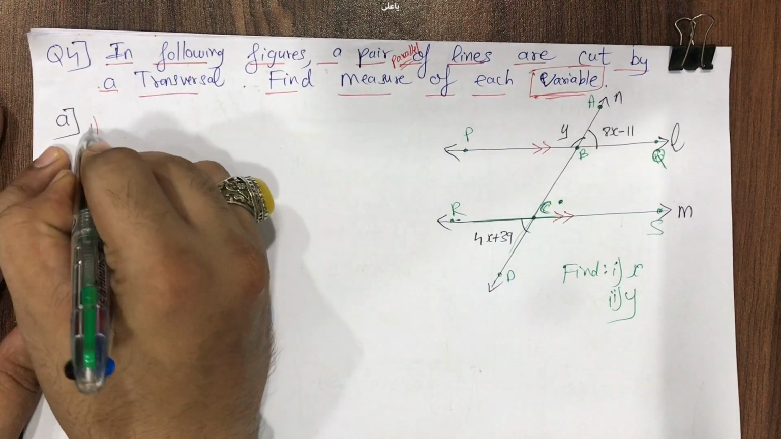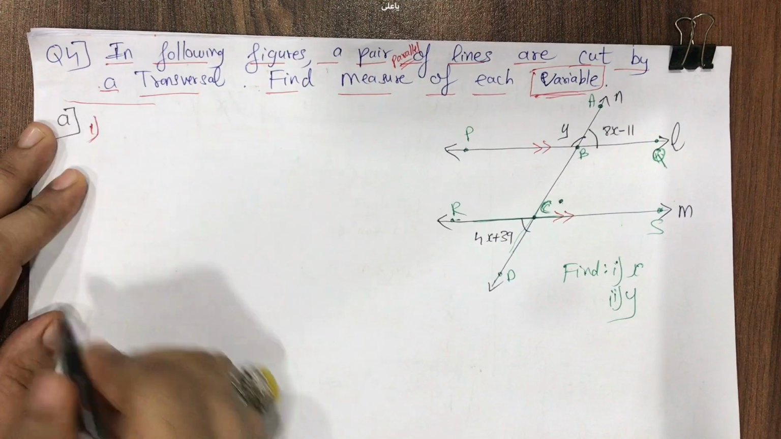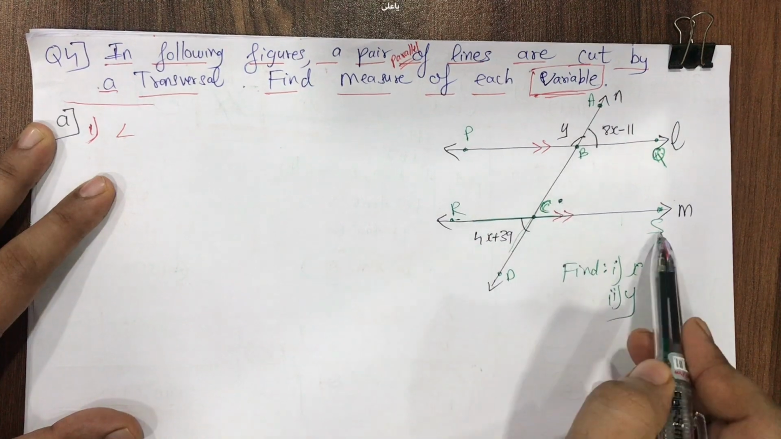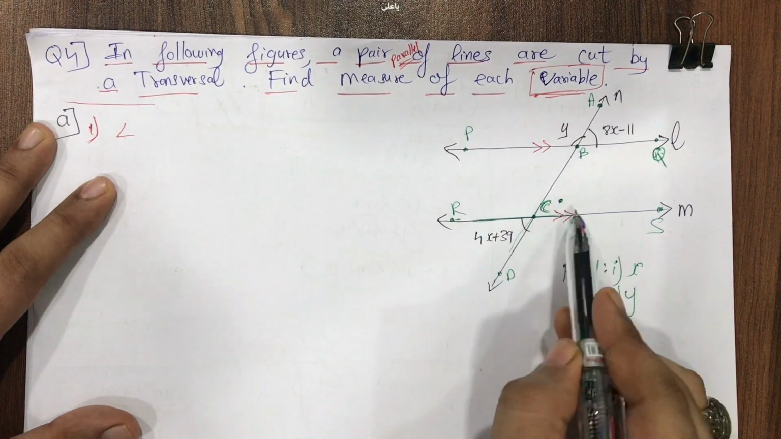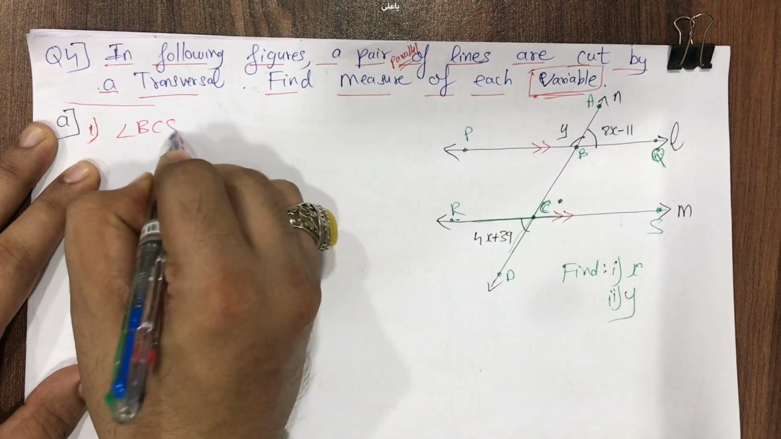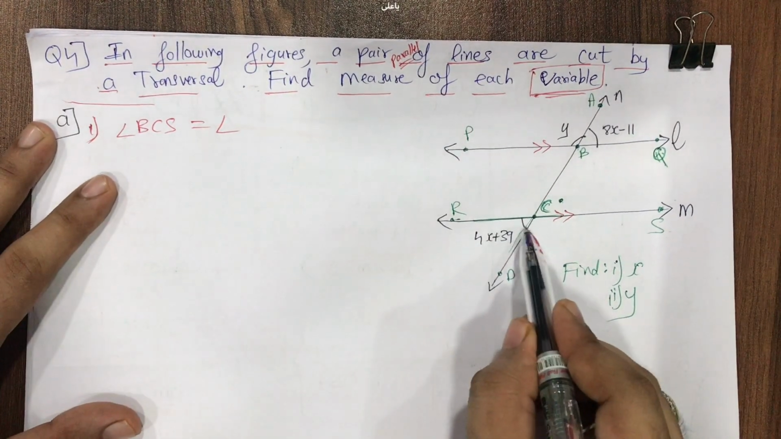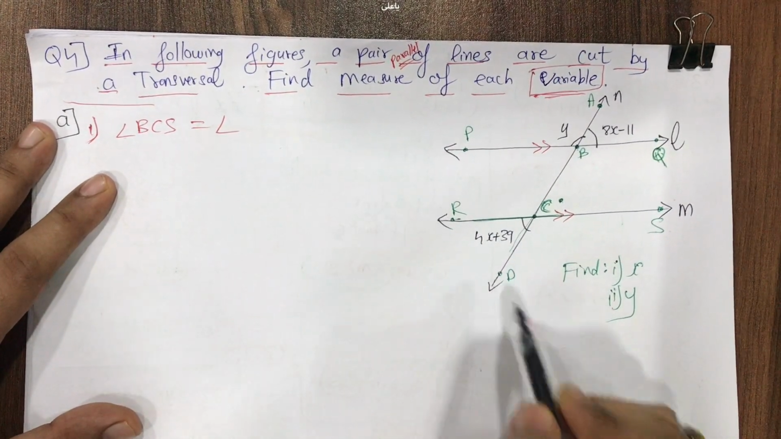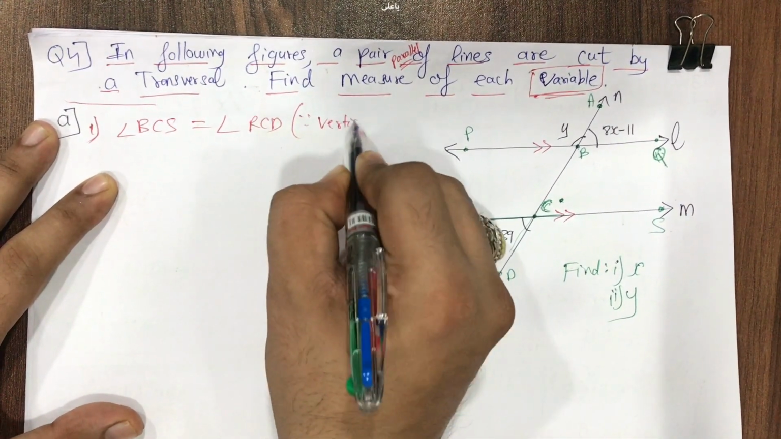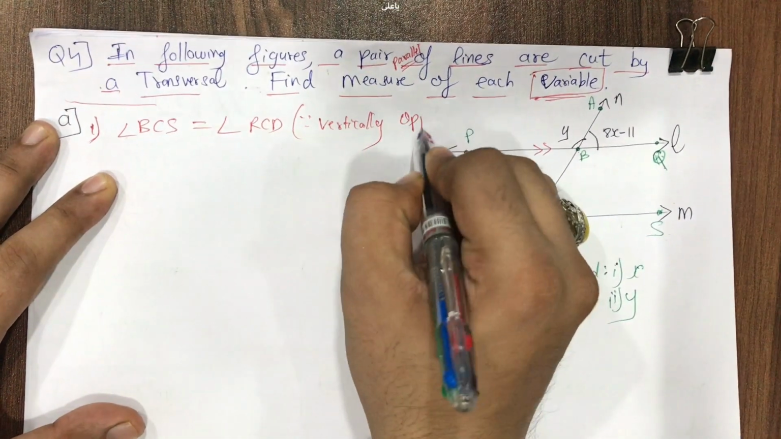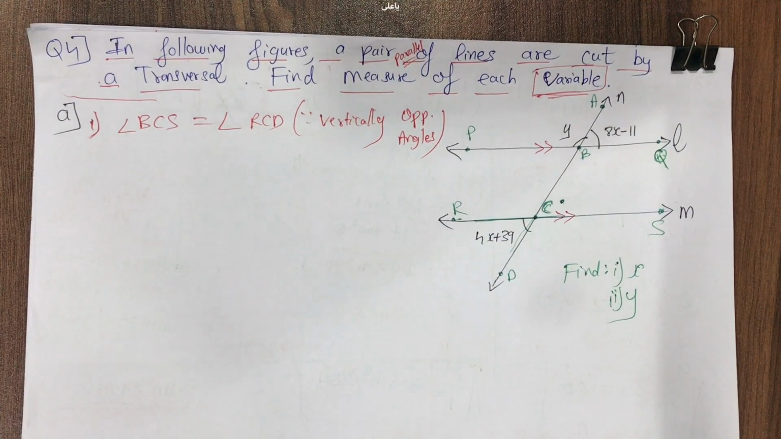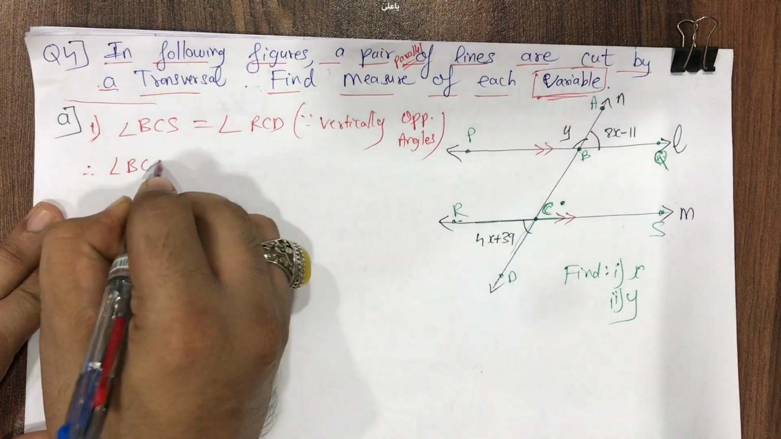So, the first part of our solution of this sub question A. Name of this angle, you will not write only angle C, you will write the full name BCS, or you can write SCB. You will not write only angle C, it will be wrong. So angle BCS is equal to angle RCD, or you can write DCR. Reason: vertically opposite angles.